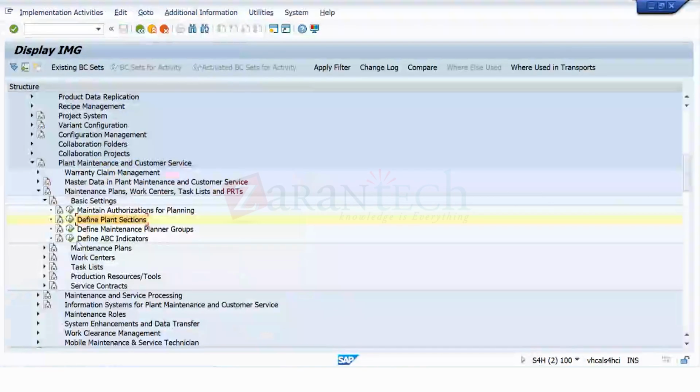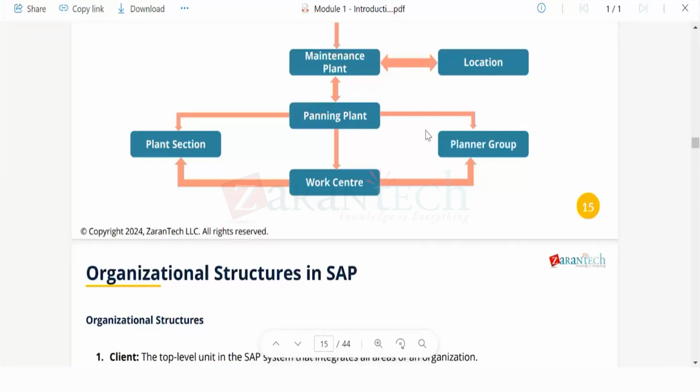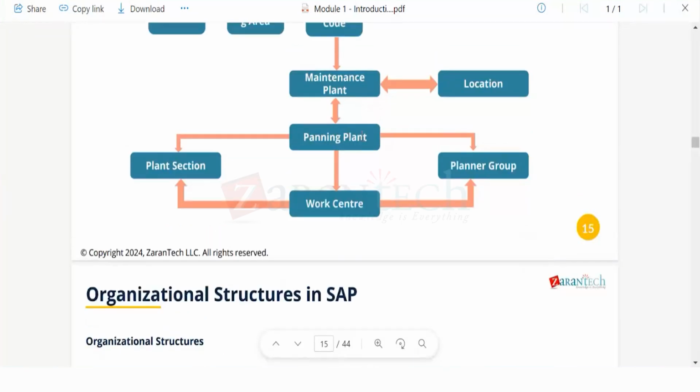Okay, thanks. Is it only linked to the planning plant, because the diagram shows that it is linked to the planning plant, right? Like maintenance plant, we cannot define the plant sections for maintenance plant. No, it's again two way. So it is for the maintenance plant only. It is not for the planning plant. In our case, what happens is it is for both the maintenance plant and the planning plant, because we were working in a decentralized setup.